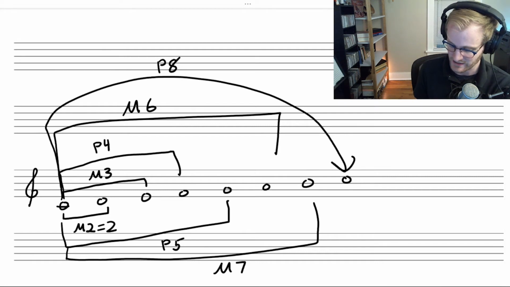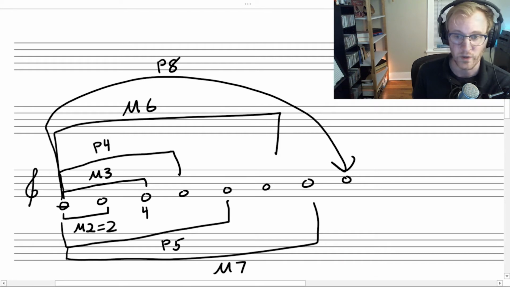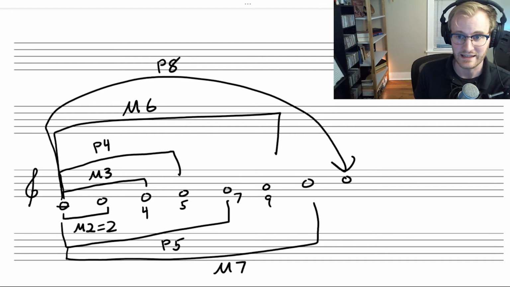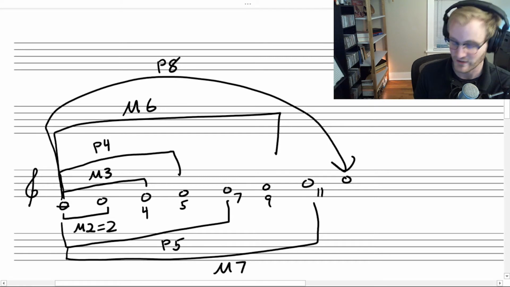We could also say that the major third equals 4 half steps. We could also say that the perfect fourth equals 5 half steps, and then we could say that the perfect fifth equals 7 half steps, and then we could say that the major sixth equals 9 half steps, and then we could lastly say that the major seventh equals 11 half steps, finally getting us up to 12 half steps to get us back to the octave if we wanted to think about it that way.